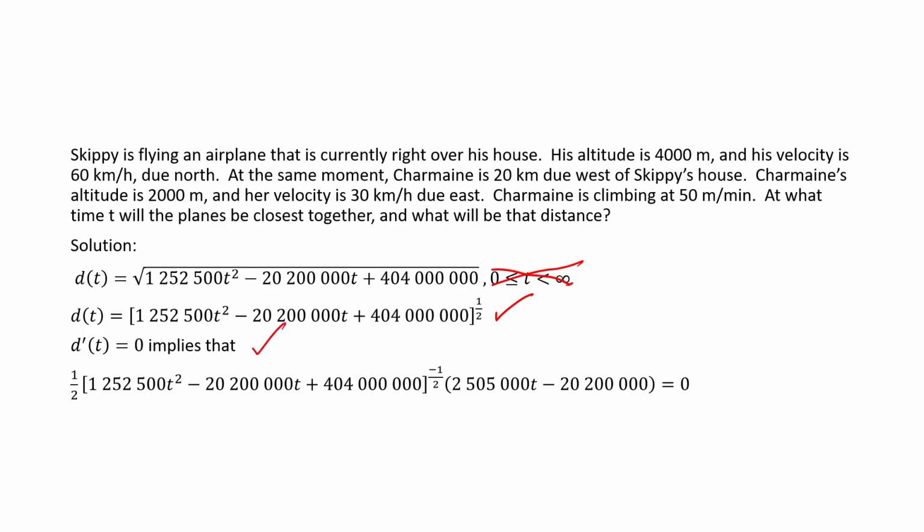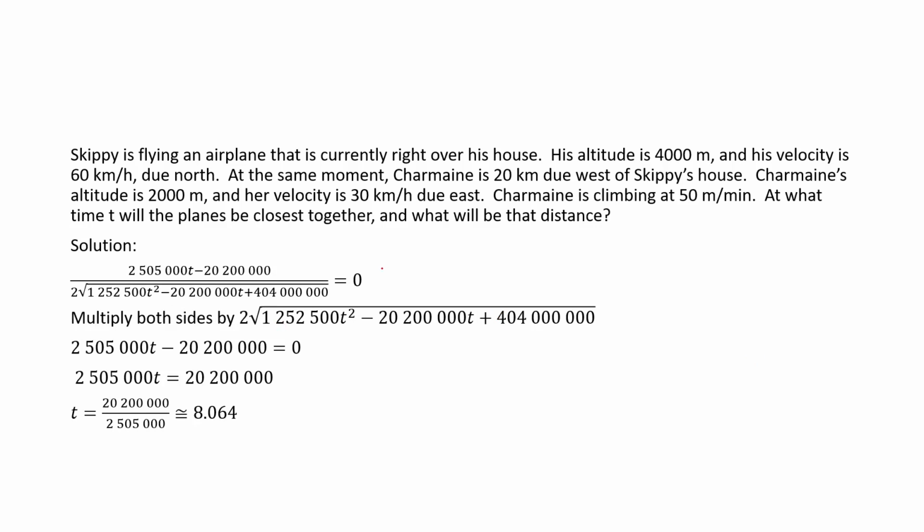Setting that first derivative equal to 0 means that using the chain rule, we get this equation right here. In the next slide, we're just going to convert that to fraction form. Now we're going to multiply left and right side by the denominator on the left, and that leaves us with 2,505,000t minus 20,200,000 equals 0. Solving for t, we see ultimately that t is roughly equal to 8.064.